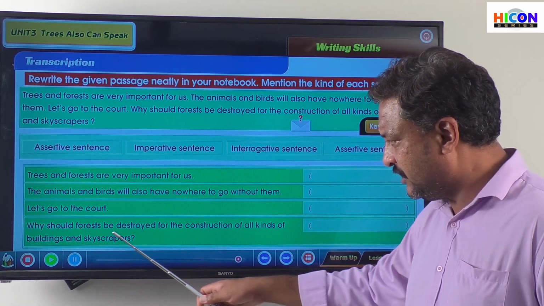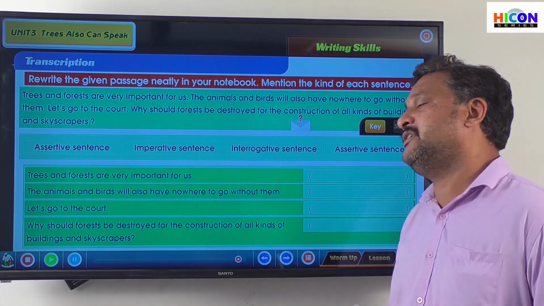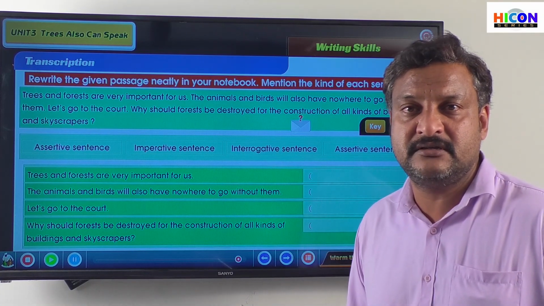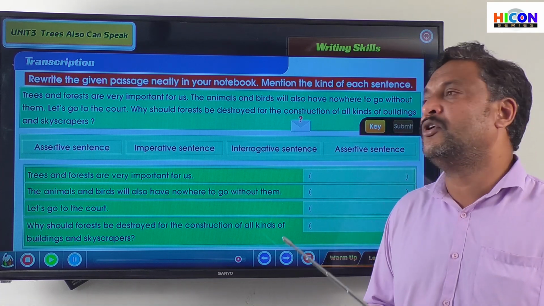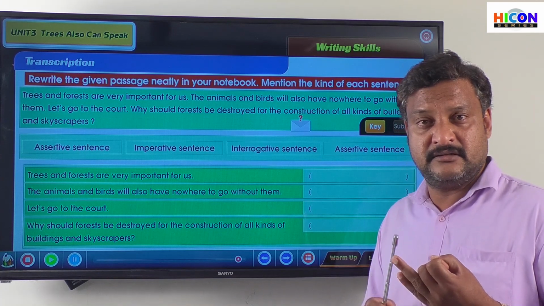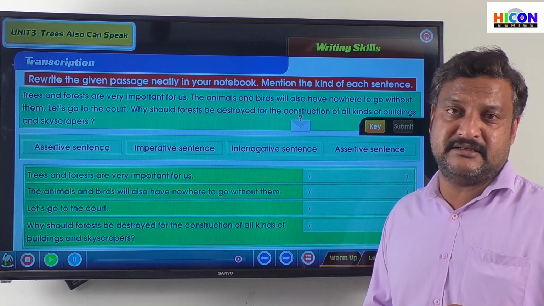Same sentence we are going to hear also. Right? So now what we need to do is identify to which type of sentence these sentences belong. We know four types of sentences are there, no? Assertive sentence, imperative sentence, interrogative sentence, exclamatory sentence, right?